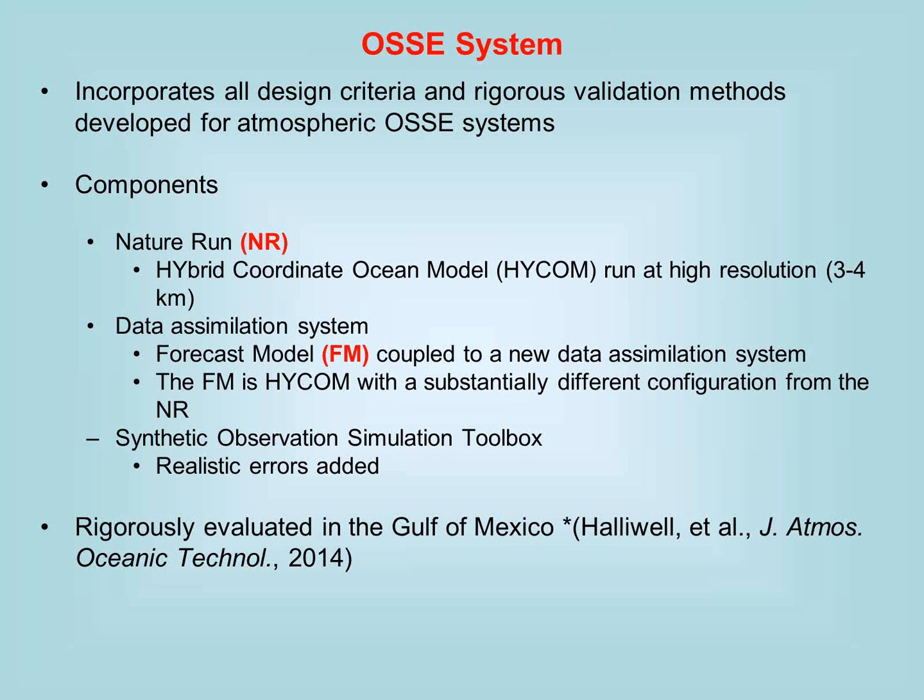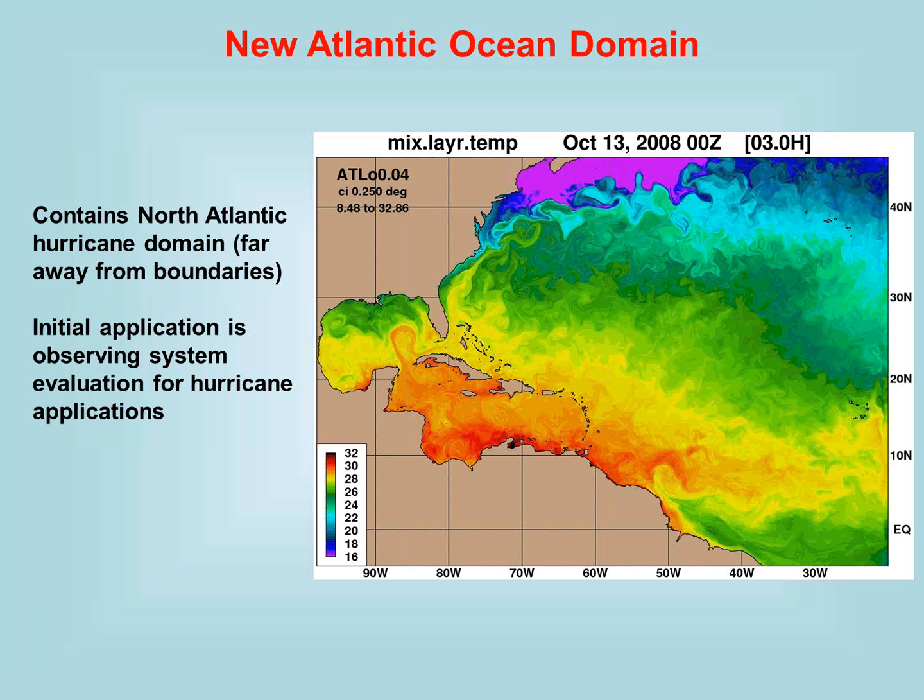The new Atlantic domain is shown here with the important application, hurricane-related applications, of course. We include the Atlantic hurricane region, and regions impacted by hurricanes are located far from the boundaries of the system. But as time progresses, we'll be looking at other applications in terms of evaluating observing systems, for example, spreading of the Amazon River plume, regional and coastal applications in the Gulf of Mexico, et cetera. But our initial work has been done throughout the hurricane domain.